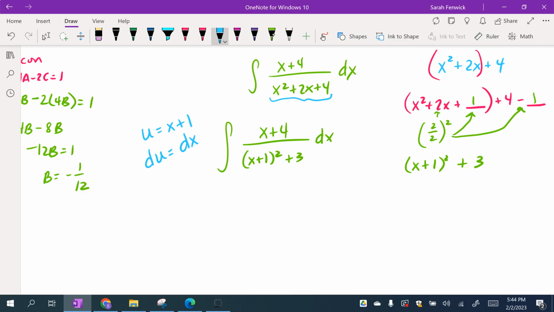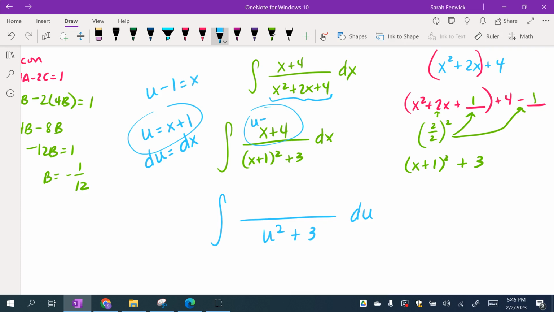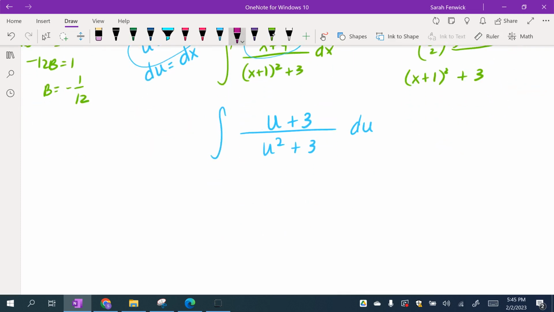So, this is so weird. I want this to say u squared plus 3 du. But how do I work out this top piece? Well, right here, u is x plus 1, so u minus 1 is x. So if I put a u minus 1 right here, then this top would be u plus 3. Still weird, yes. However, now I can break this up into u over u squared plus 3 du plus 3 over u squared plus 3 du.